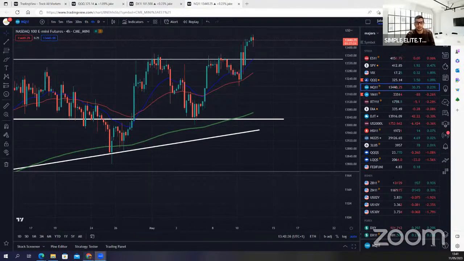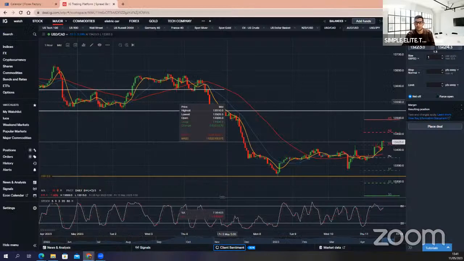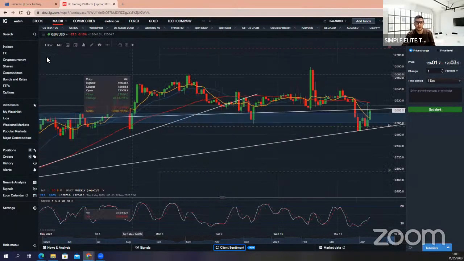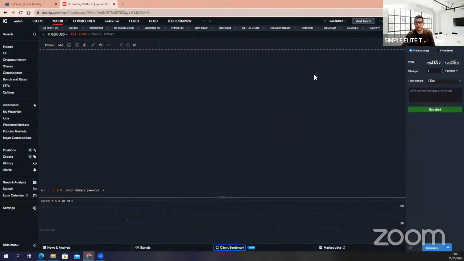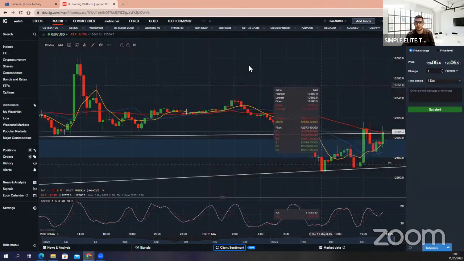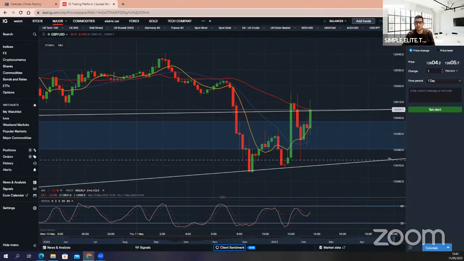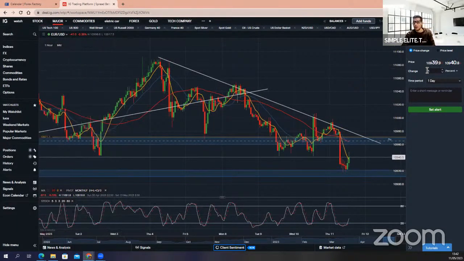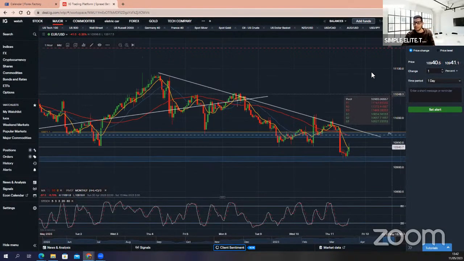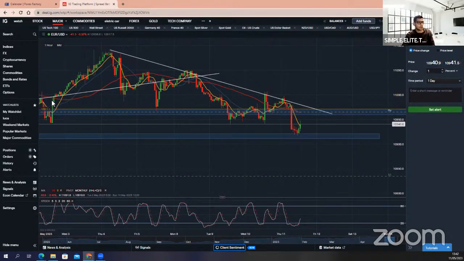Let's see if the news brings some nice price action. Okay, 15 minutes is rejecting the level. Okay, so let's see if later on at 2:30, when it's going to open the market, we're going to see some spike up.